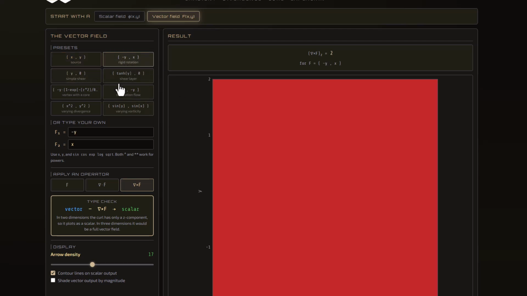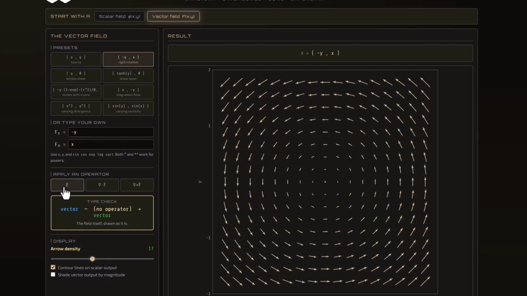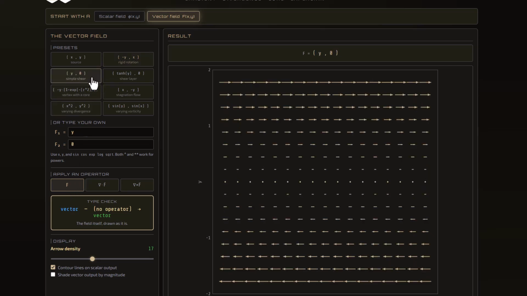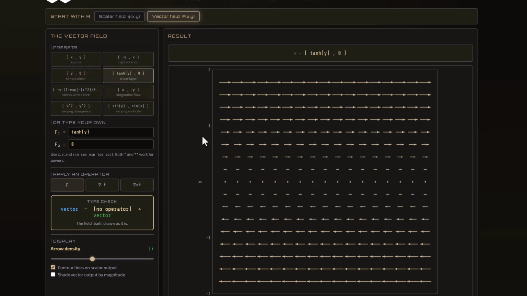Let's try the rigid rotation. This is exactly like the example we did on the slides. f2 is x. So partial f2 with respect to x gives us 1 minus partial f1 with respect to y. So minus negative 1 gives us 2 everywhere. Okay. Let's take a look at some other examples. Let's try this shear layer here.